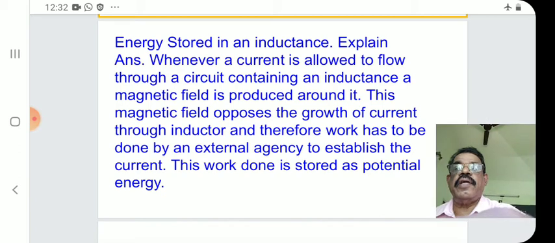Our next topic is another short answer question. Energy stored in an inductance. When a current is passed through an inductance, a magnetic field is created. Hence, a magnetic energy is stored in the inductance. And that we say, explain energy stored in an inductance. Whenever a current is allowed to flow through a circuit containing an inductance, a magnetic field is produced around it. This magnetic field opposes the growth of current through the inductor, and therefore work has to be done by the external agency to establish the current. This work done is stored as potential energy.